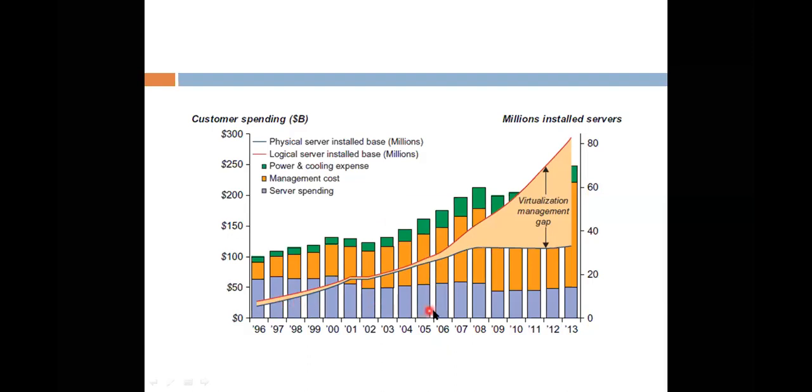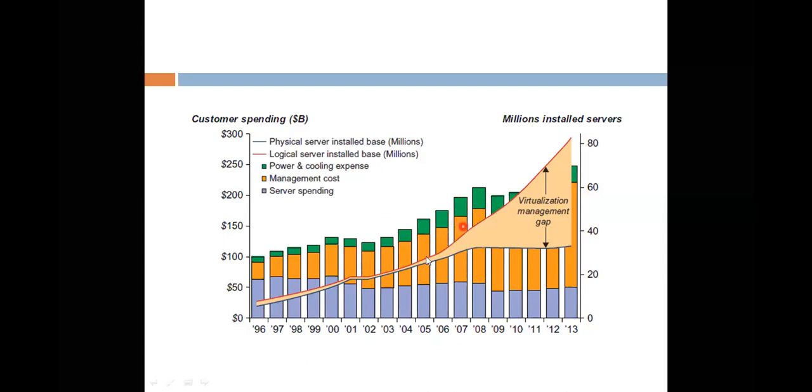The blue color one represents the servers, how the servers are spending, and this one is the management cost, meaning the cost for maintaining the server. Server maintenance means the administrative and cooling costs, and all these things have to be included. And then the power and cooling expenses are also supported by this one.